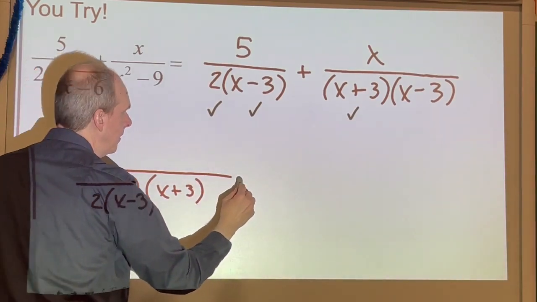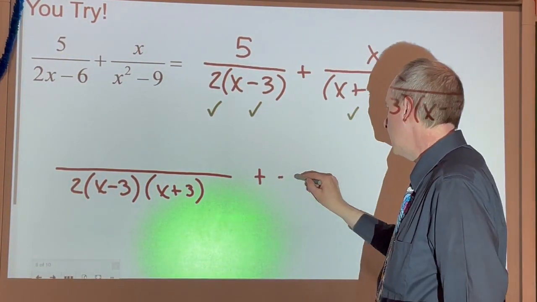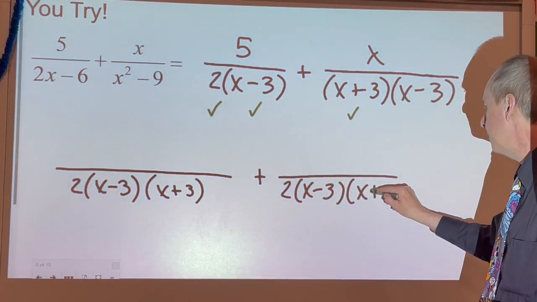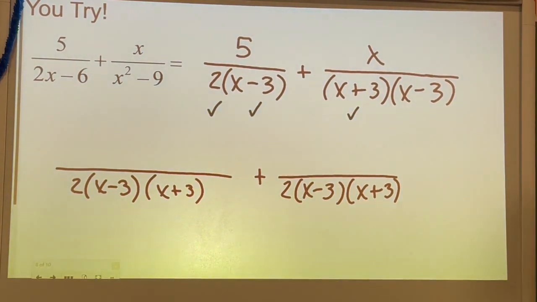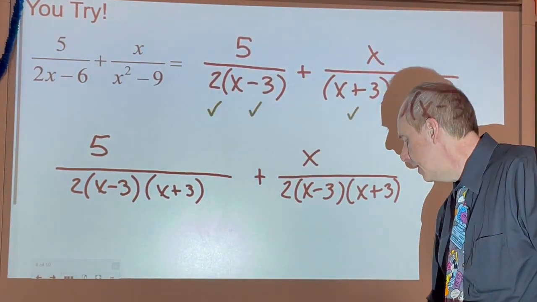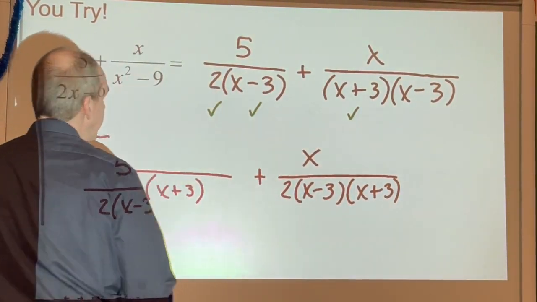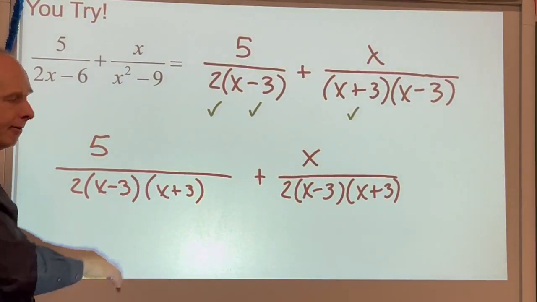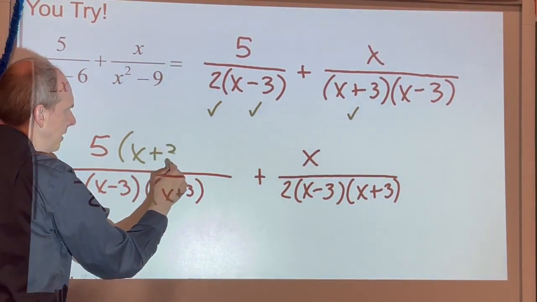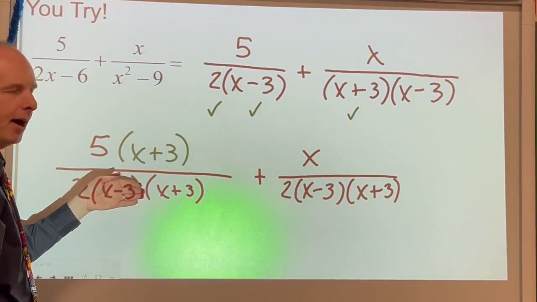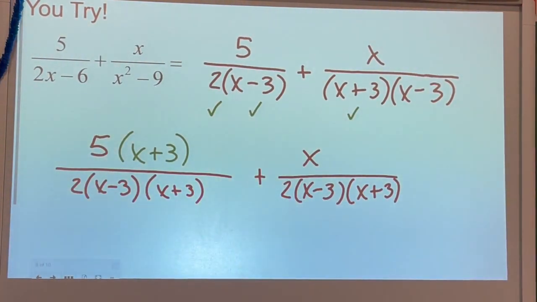So my common denominator will be 2 times x minus 3 times x plus 3. Let's see, a plus in between them. Okay. 2 times x minus 3 times x plus 3. There's our common denominator. Let's look at our first fraction. We had a 5. This one had an x. And what was the new piece? Well, I had the 5, I had the 2, I had the x minus 3. The new piece is right here. It's the x plus 3. So if I put a new piece on the bottom, I have to put the new piece also on the top.